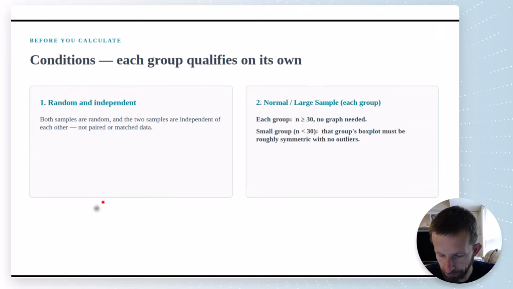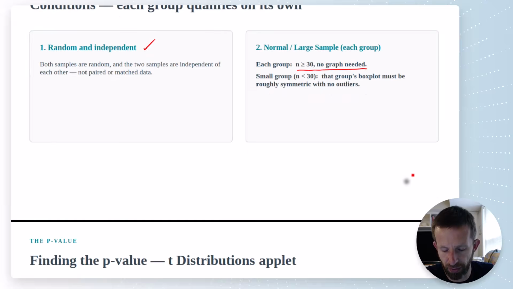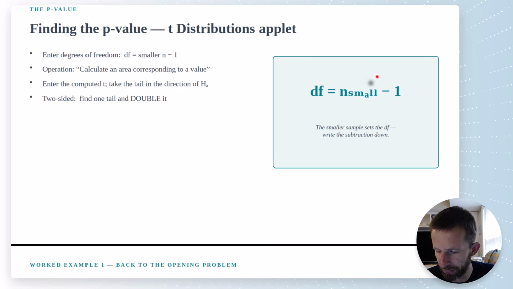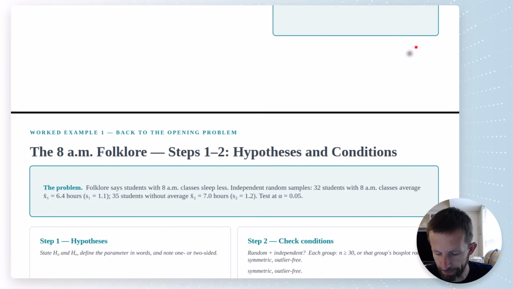Now, the two groups have to be randomly selected and come from independent populations. So either you have an 8 a.m. class or you don't, right? They're mutually exclusive in this case. Normal large sample: both groups have to be greater than or equal to 30, or if you're working with small groups, which are less than 30, then you need to graph the distribution and there needs to be no outliers or obvious skew. So degrees of freedom, the smaller sample size minus 1.